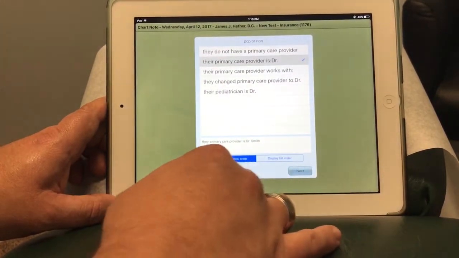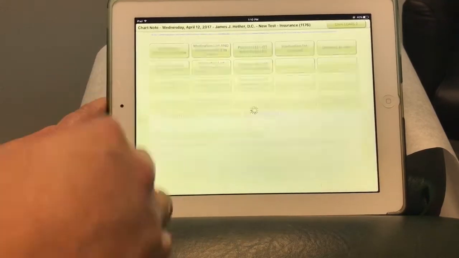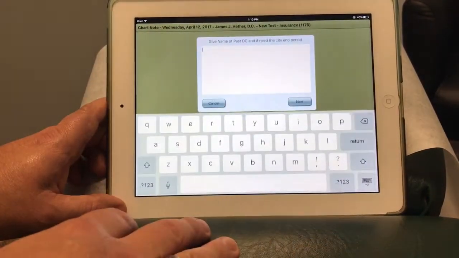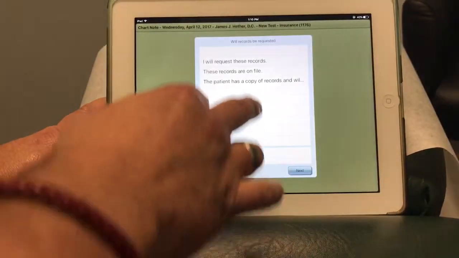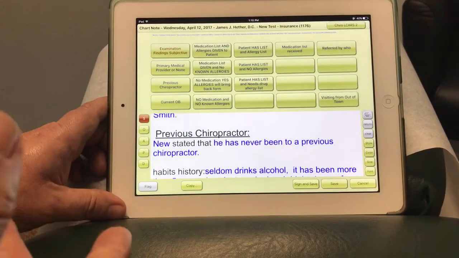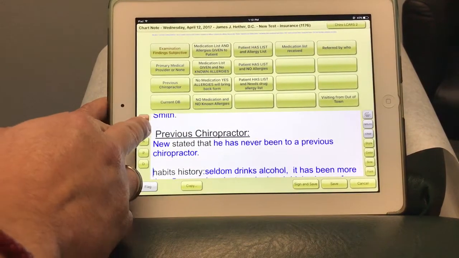And from there, we can say that they don't have a previous chiropractor. They've never treated with a previous chiropractor. So if so, we don't need their name, and we're not going to request the records of this non-existent doctor, but we could put in another doctor's name and request out-of-town chart notes from a visiting patient.